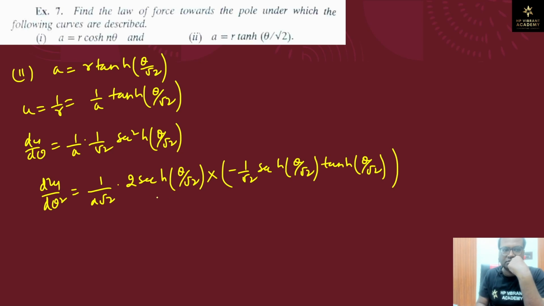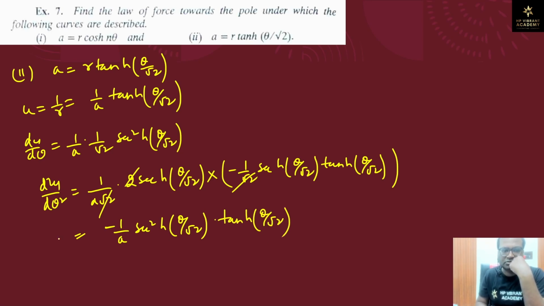Okay, and we have u is equal to 1 upon a tanh. This is equal to, so this 2 gets cancelled. So we have 1 upon a sech square theta upon root 2 minus tanh theta upon root 2. This is d2u upon d theta square.